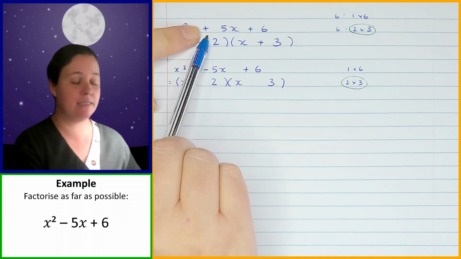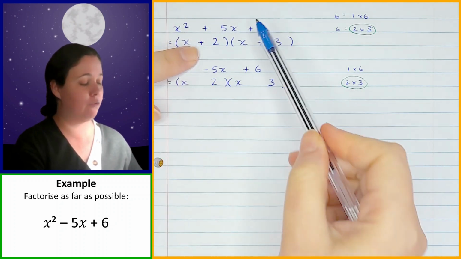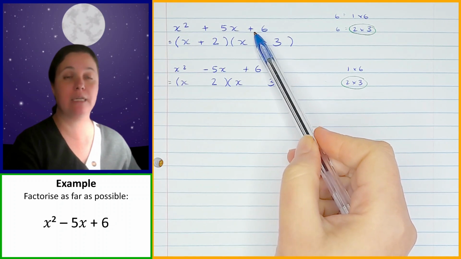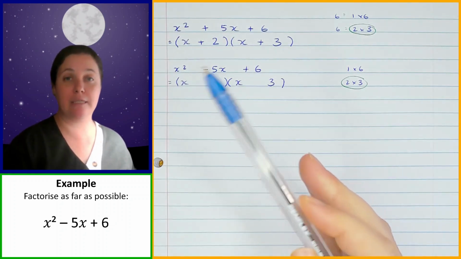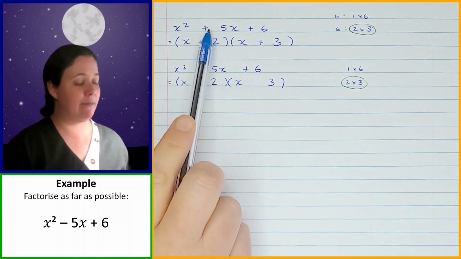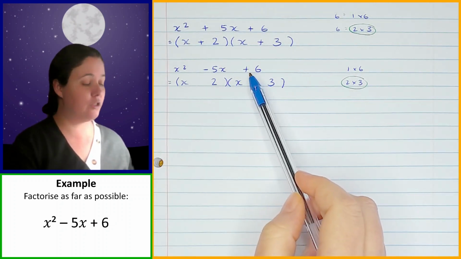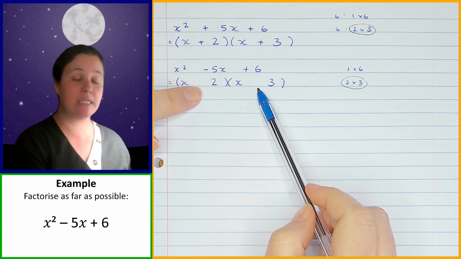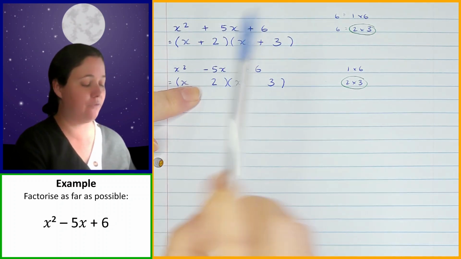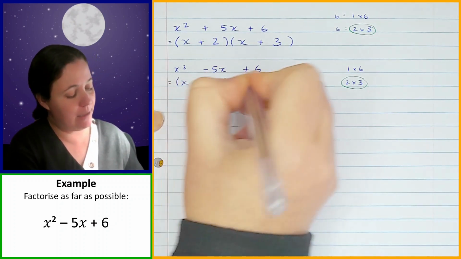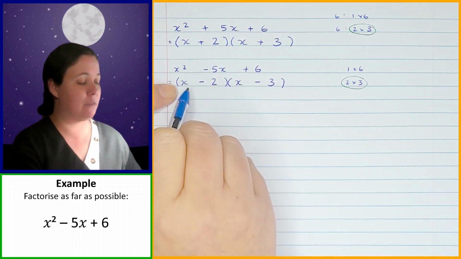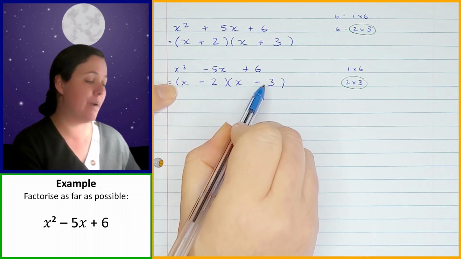Because this was a plus, both of these were positive. Remember, if the last term is positive, the two brackets get the same sign, and they get the same sign as the middle term. But here, again, it's positive, so they're going to get the same sign, but this time the middle term is negative, which means that these are both going to be minus. So I have x minus 2 and x minus 3.